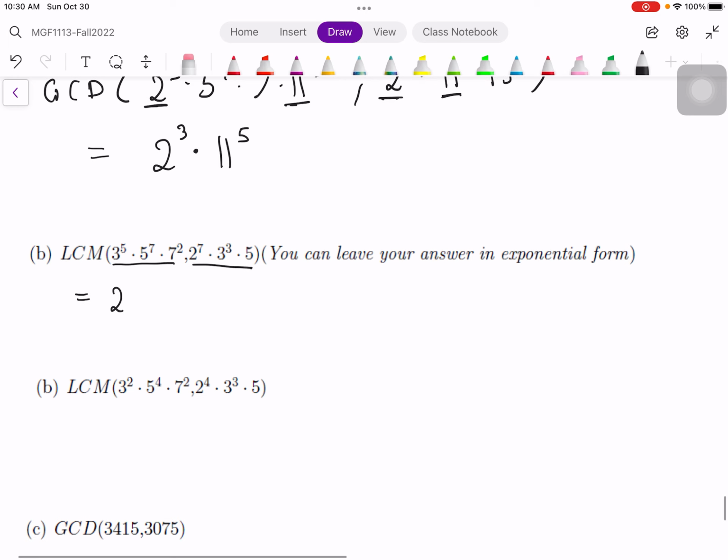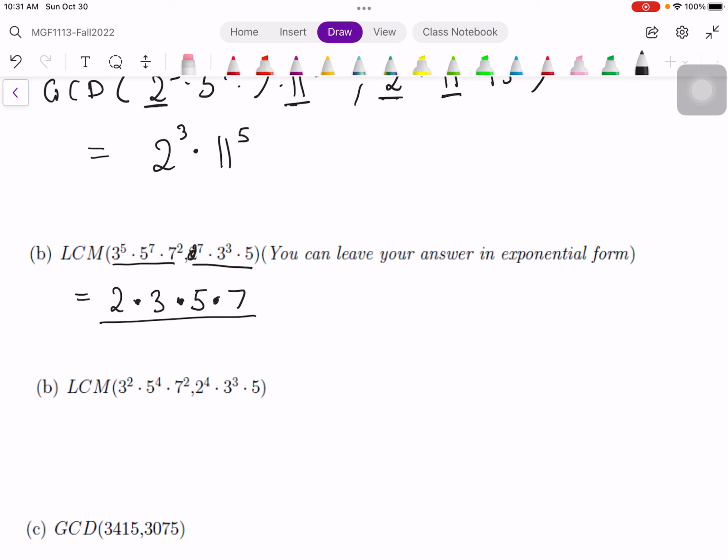So I see 2, I see 3, I see 5, I see 7. Notice even though 2 and 7 were not common factors, they will have to play a role in the multiple, because we now want to make sure that both of those numbers will fit in this number we're creating. So that's why 7 had to participate, and 3 also, and 2 as well. So basically you list all the prime bases you see.